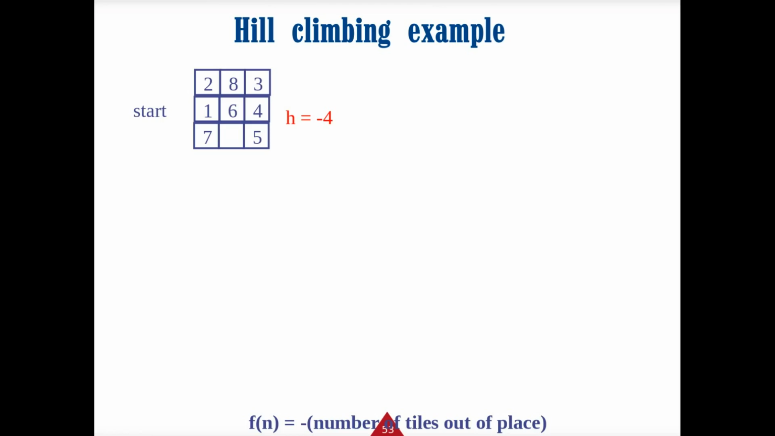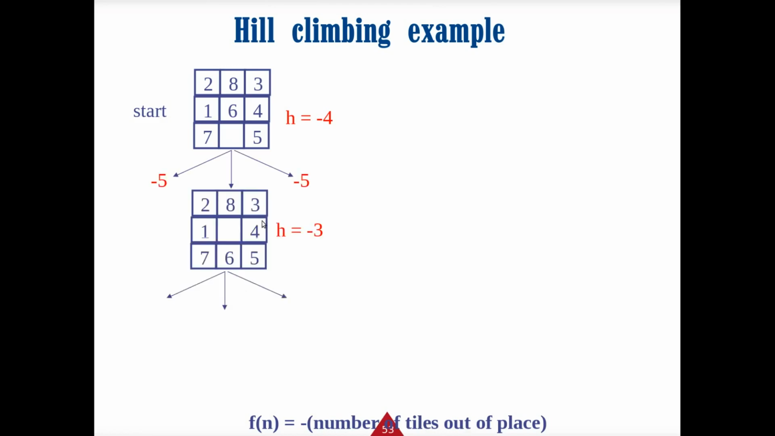For the hill climbing example, we always want this number to keep going down, so it's going to be the number of tiles out of place. In this case, one of the paths was a -5, so it was getting worse, and then it was going up, so in this case, it's increasing again. The reason we use the negative number of tiles out of place is hill climbing, so the h value should always go up.